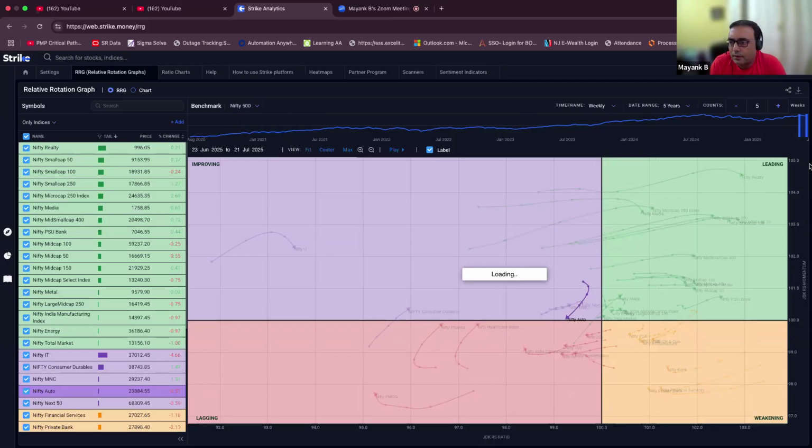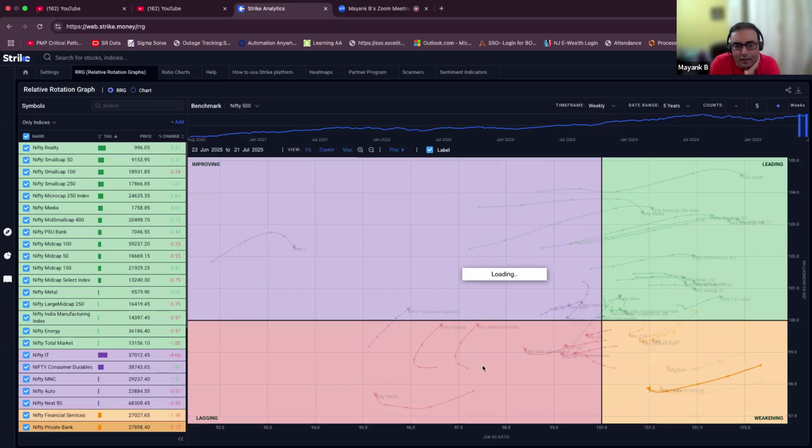All right, so let's go to the next one. Then we have Nifty 50, Nifty Financial Services. Nifty Financial Services is in the weakening. That means it has a reduction in the RS momentum, but the RS is still strong. So it may get into leading, it may get into lagging, it may get into improving from lagging if there is a further reduction in the RS and RS momentum. So we'll have to see how it behaves.